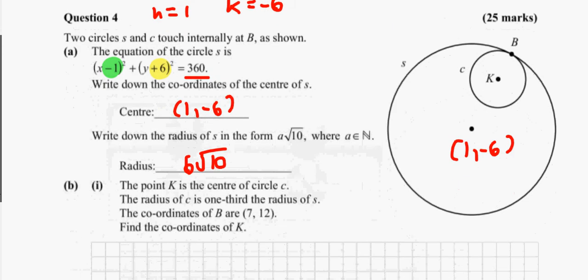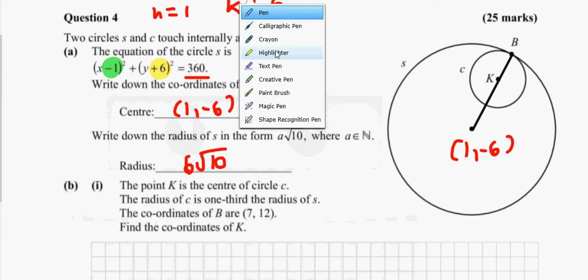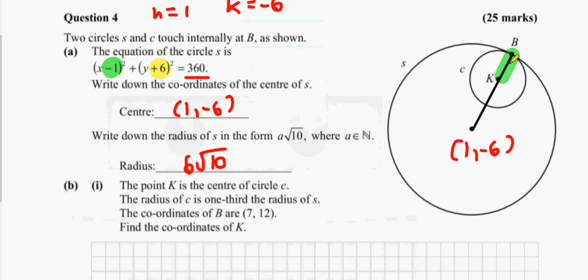The point K is the center of the circle C. No bother. The radius of C is 1/3 the radius of S. Okay, so basically, radius of S, black line, and radius of C is 1/3. So essentially, what I'm seeing is that this yellow line, this green line is 1/3 the length of the black line. Yellow line equals the green line because they're both the same length, and then this blue line, all three of them are the same length. Okay, so that's what I'm getting from this.